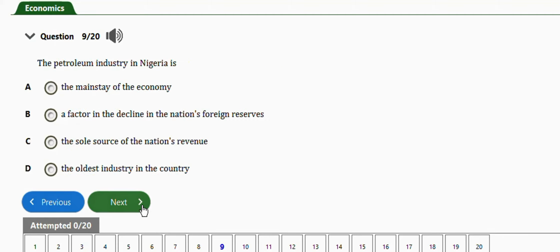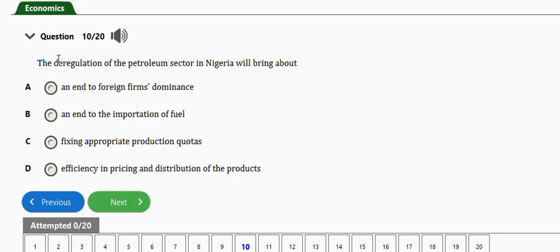Okay, next question says the petroleum industry in Nigeria is the mainstay of the economy, a factor in the decline in the nation's foreign reserves, the only source of the nation's revenue, the oldest industry in the economy. The right answer is option A. The petroleum industry in Nigeria is the mainstay of the economy.